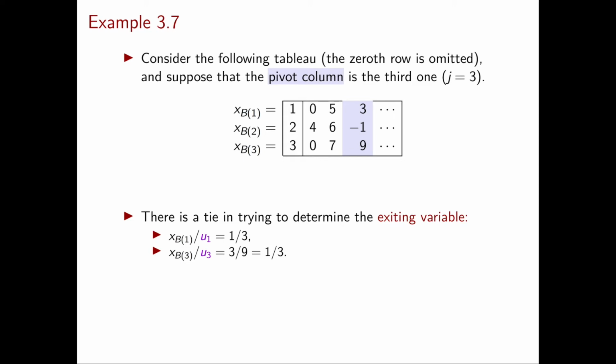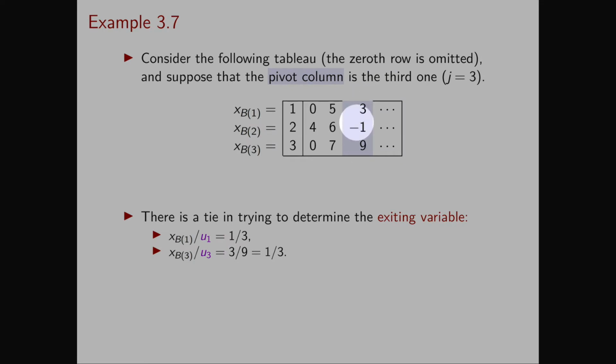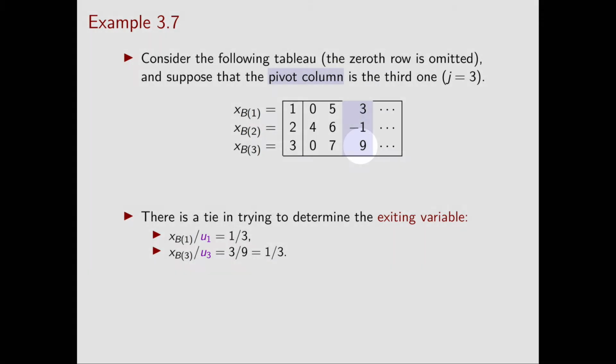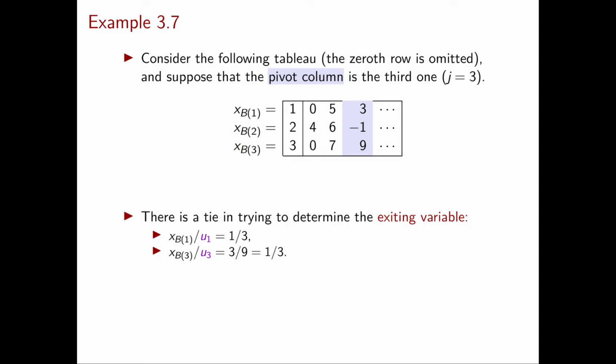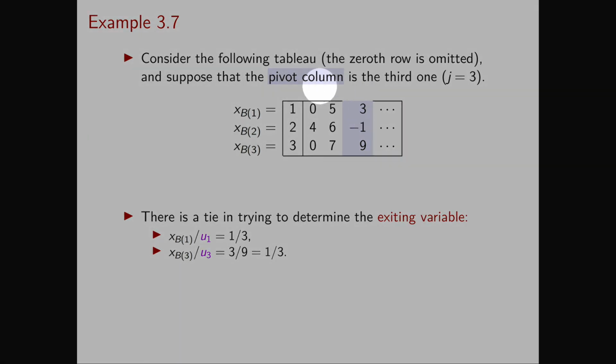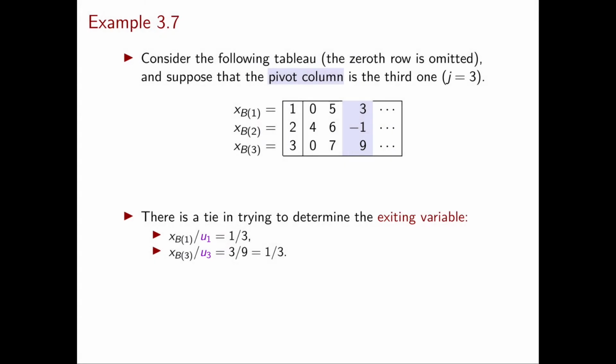In this example, we're omitting the 0th row, we don't really need it. Let's say we've already picked the pivot column, and it is the one highlighted here. To obtain our theta star, we were looking at the positive entries in the pivot column, in this case 3 and 9, and then we were looking at the ratios 1 divided by 3 and 3 divided by 9. In this case, we have a tie, and so we look at our pivoting rule.